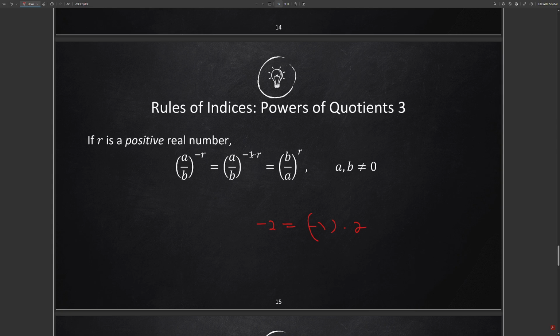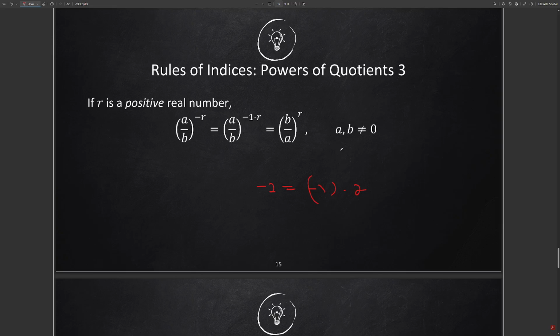So that's what we did here, right? And what we do with the negative 1 here is we use the very first rule, the second case of it, and we flip this. So the b comes on top and the a goes behind, and then we have everything to the power of r. So a upon b to the power of negative r is the same thing as b upon a to the power of r. So this becomes convenient when we have negative powers and we just want to flip them.